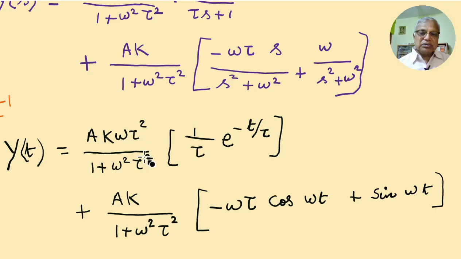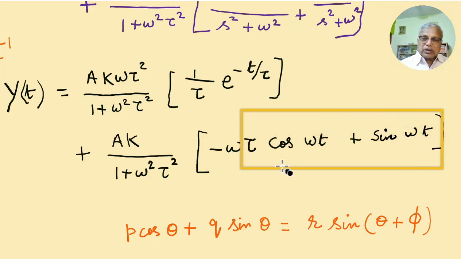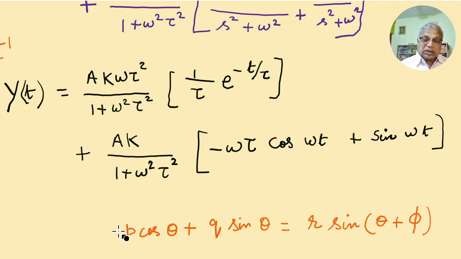Y of t equal to the first term, second term, third term. Now you have three terms on the RHS, 1, 2, 3. The second and third term can be simplified into a single term by using the trigonometric identity p cos theta plus q sin theta equal to r sin theta plus phi. These two terms, cos plus sin, can be simplified by this single term. P here is minus omega tau and q is 1.